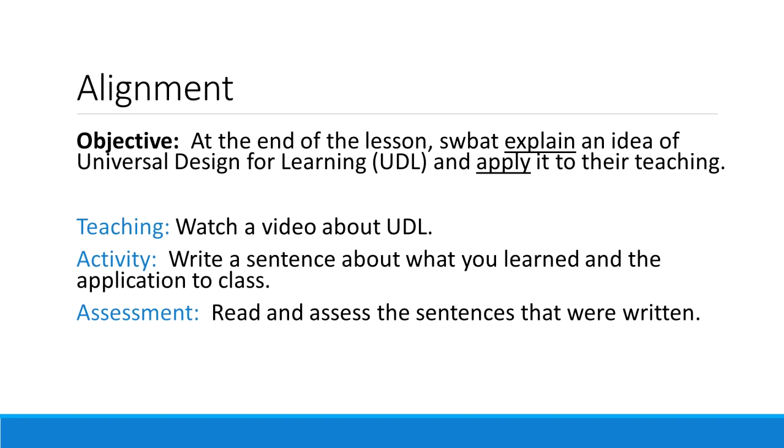So my objective was, at the end of the lesson, students will be able to explain an idea of universal design for learning and apply it to their teaching. And then in my teaching, I had you watch a video about universal design for learning. The activity was that you had to write a sentence about it and you had to use it in your lesson plan. And then my assessment was that I read and assessed the lessons that you created using universal design for learning. It was all aligned. I asked you to understand and explain universal design for learning and apply it to your teaching, and then there was an activity that actually asked you to do that.